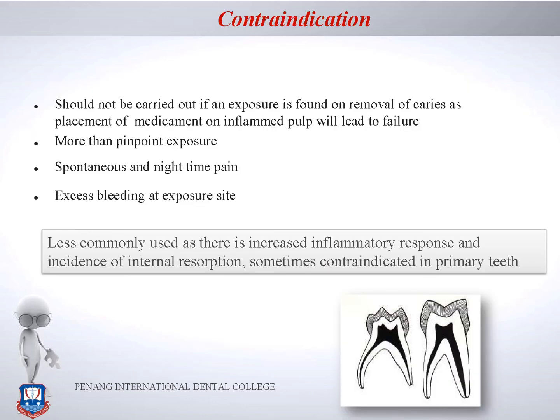Again, contraindications: any sign of irreversible pulp damage, you cannot do direct pulp capping. So it should not be carried out if an exposure is found on removal of caries, as placement of medicament on inflamed pulp will ultimately lead to failure of the treatment. If there is an exposure of more than 1 millimeter, then you need to go to the next step, which is pulpotomy. If there is a history of spontaneous or nighttime pain associated with caries, then you have to look at pulpectomy for primary teeth and root canal treatment for the permanent teeth.